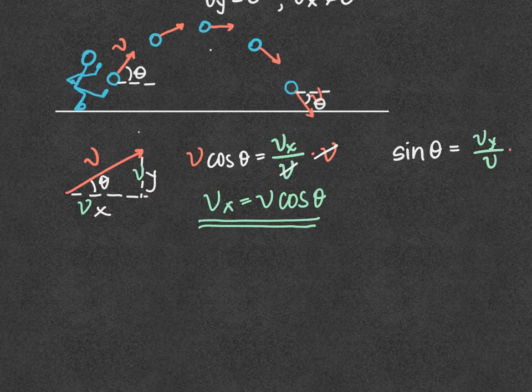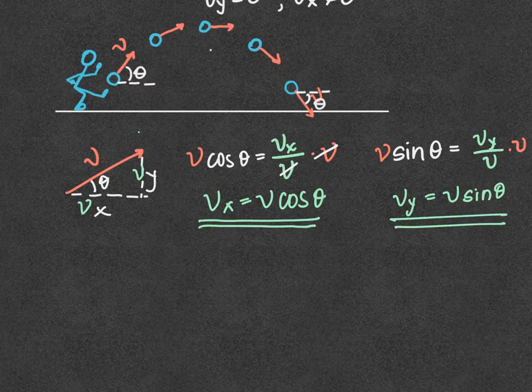I'm going to do the same thing where I multiply by the initial velocity on both sides, and then that will give us that the velocity in the y direction is equal to v times sine theta. And so that's how we're going to separate our initial velocity into its components. Now similarly, if I had the final velocity here, I could separate it into an x and a y component using the same relationship.